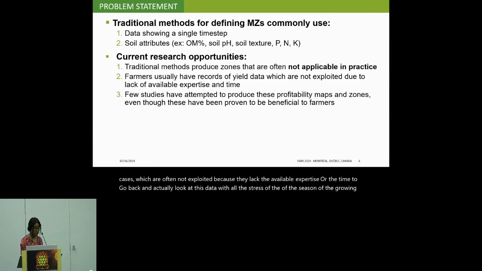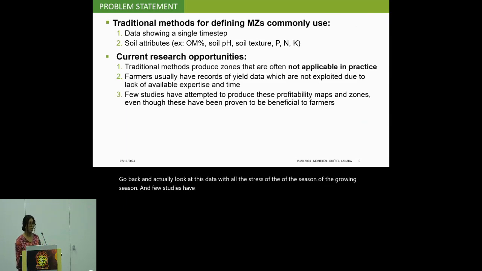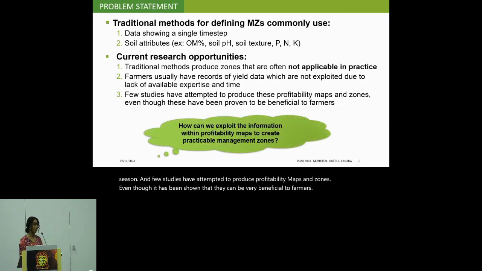And few studies have attempted to produce profitability maps and zones, even though it has been shown that they can be very beneficial to farmers. So therefore, the question that we wanted to investigate is, how can we exploit the information contained within profitability maps to create practical management zones? This means zones that we can actually apply in a real setting.